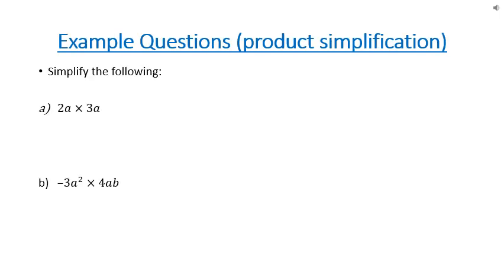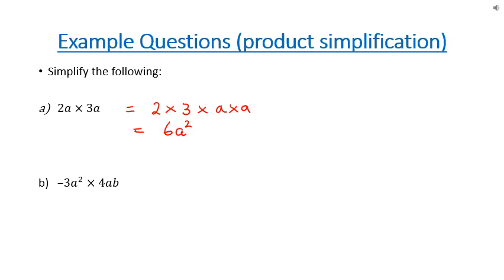Okay, so with our first couple of examples here, remember this is product simplification, so we're actually multiplying. In our first example, remember step one was to multiply the numbers first. So we end up with 2 times 3, and then we end up with a times a. So 2 times 3 is 6. A times a simply gives me a squared.